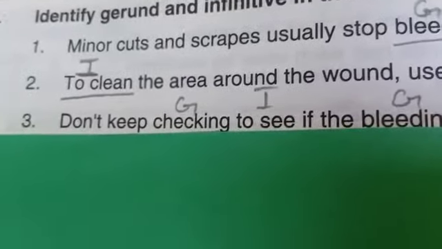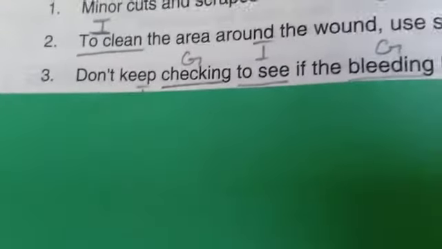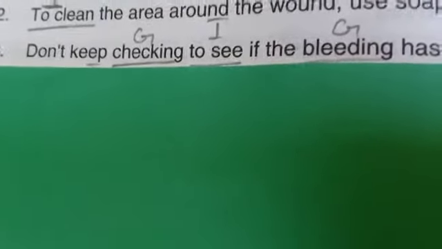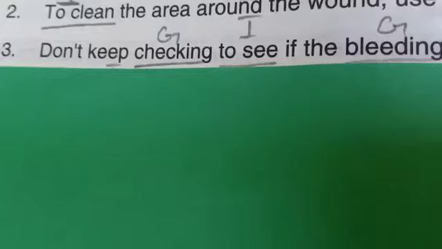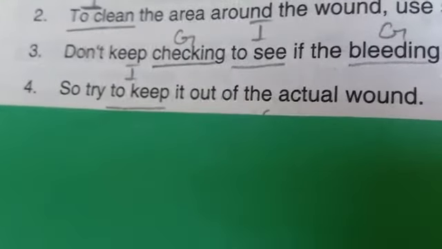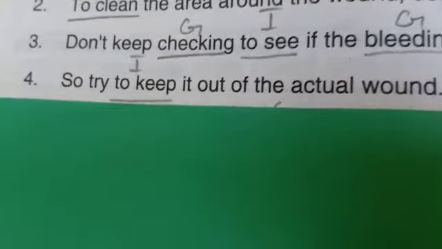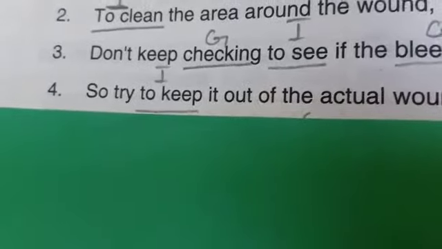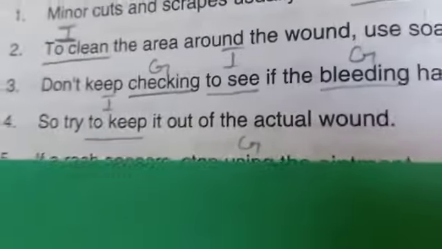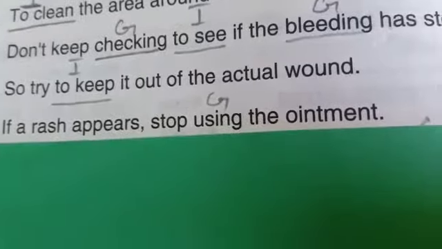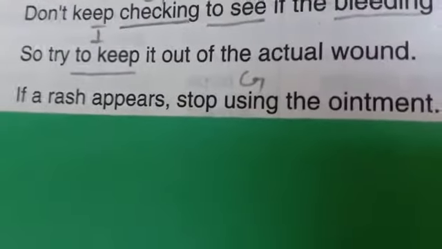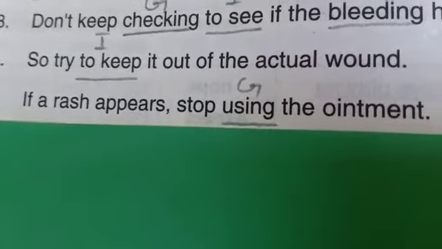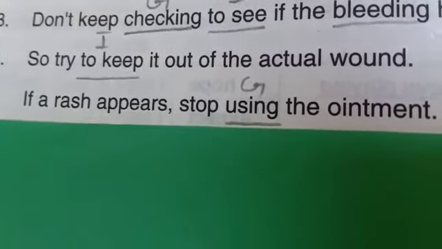Number 3, don't keep checking to see if the bleeding has stopped. In this sentence, we have checking and bleeding as a gerund and to see as an infinitive. Number 4, so try to keep it out of the actual wound. In this sentence, students, to keep is an example of to infinitive. Underline it. Number 5, if a rash appears, stop using the ointment. Using is also showing the gerund. Underline it and mark it with G.